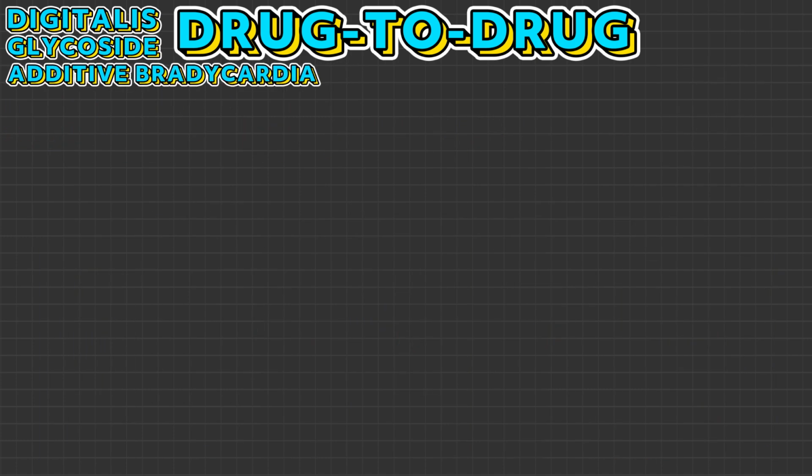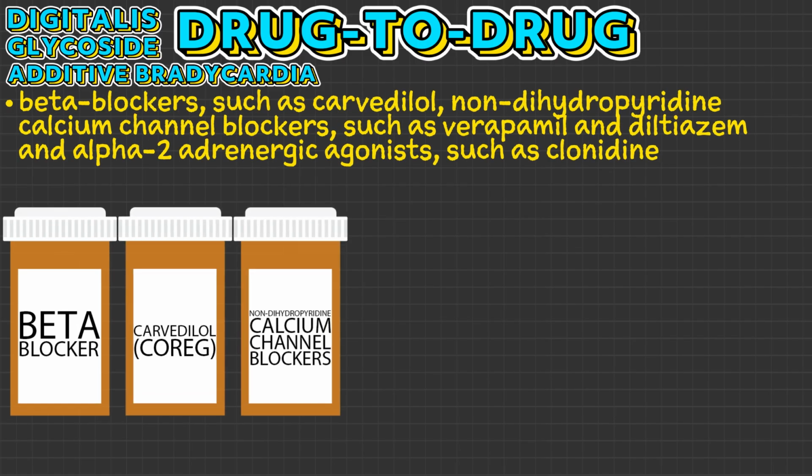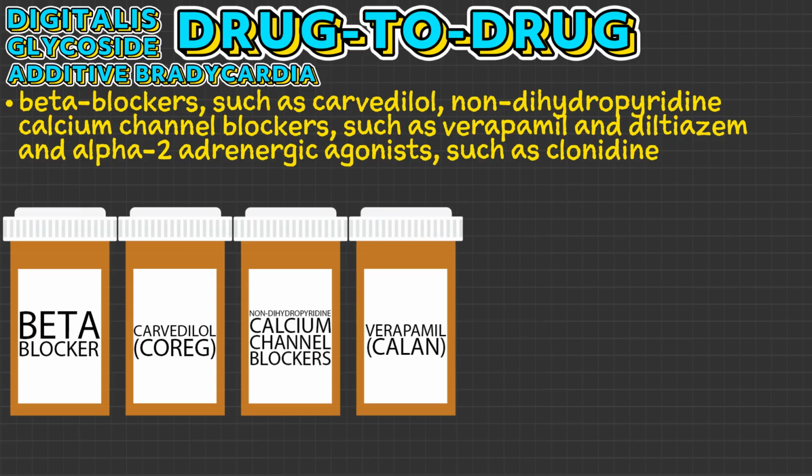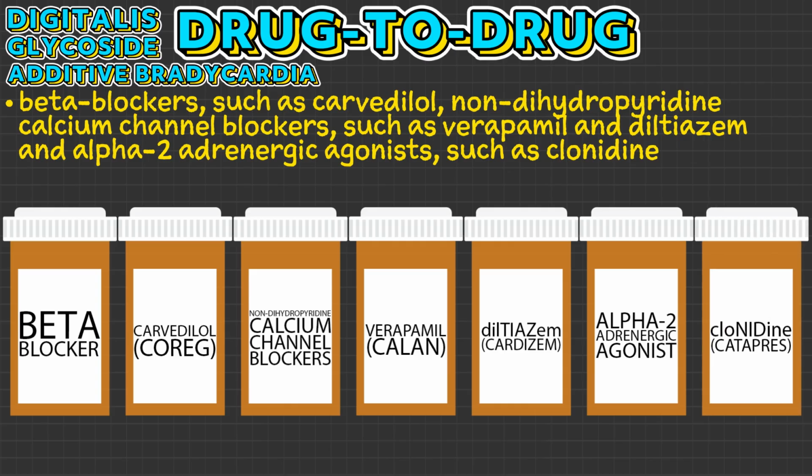Furthermore, many medications can, when taken with a Digitalis glycoside, increase the risk of bradycardia. These include beta blockers, such as carvedilol, non-dihydropyridine calcium channel blockers, such as verapamil and diltiazem, and alpha-2 adrenergic agonists, such as clonidine.